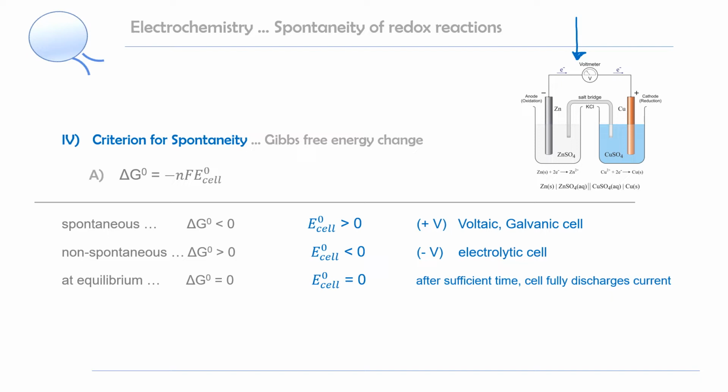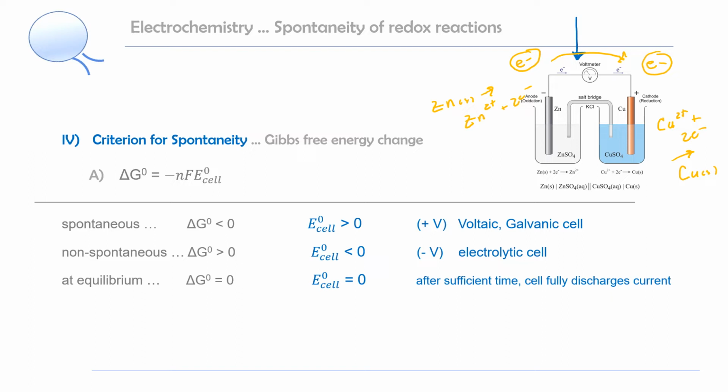that means automatically, the second we complete the circuit, electrons will spontaneously be generated by zinc metal, giving up 2 electrons, forming zinc ions. And then those electrons will flow through the voltmeter over to the cathode, where the copper ions will take those 2 electrons and be reduced to copper metal.